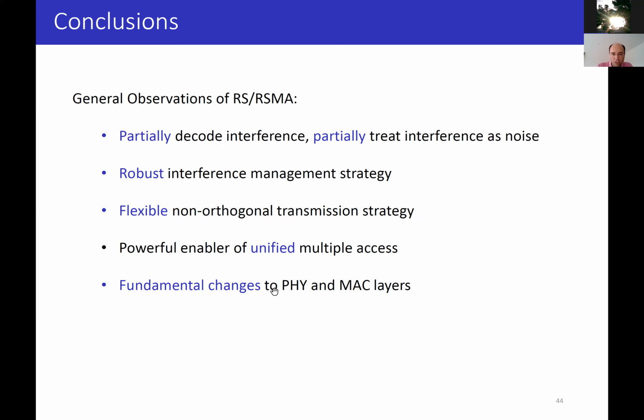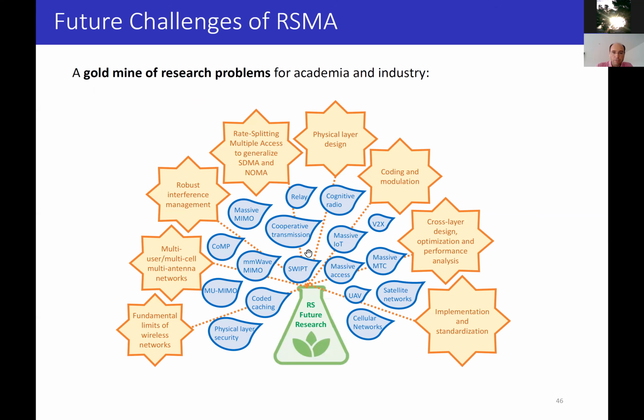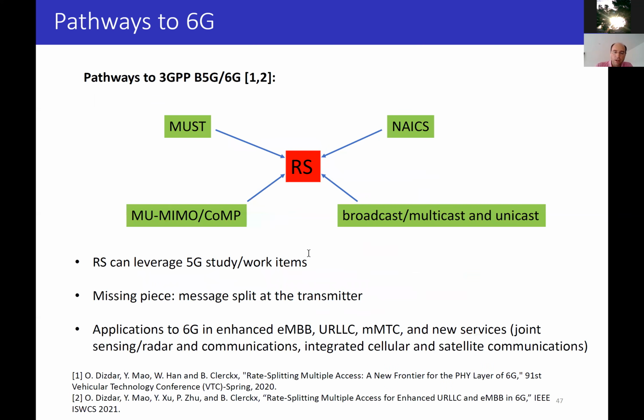And so it leads to some changes in the physical layer and the multiple access, medium access control layers. And so there are many advantages that I have highlighted, some of them, not all of them. And there are many research problems that could be tackled, whether you're more on the theoretical side or more on the standardization or the implementation sides. And I want to conclude with a last note on how we can envision the future of multiple access techniques in 6G.